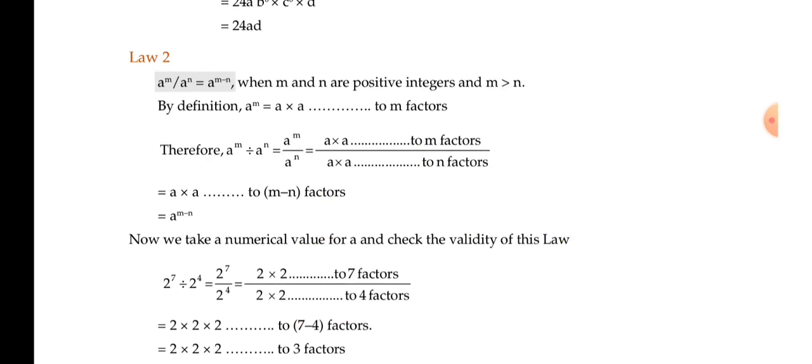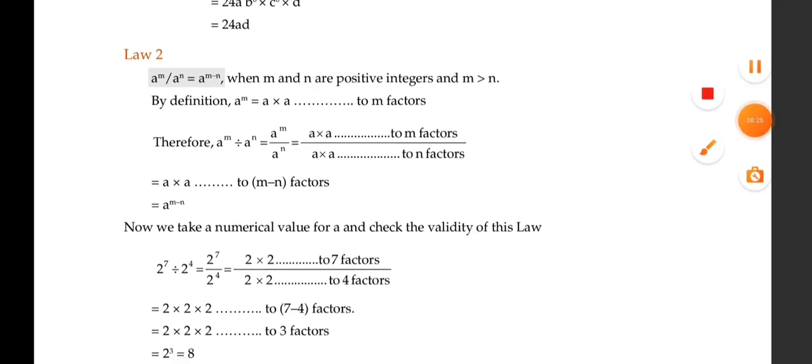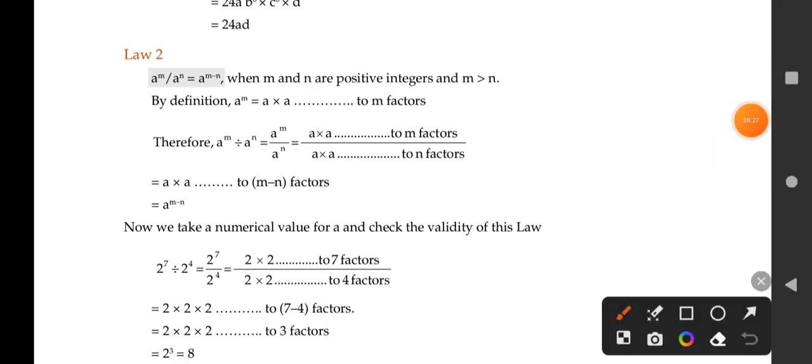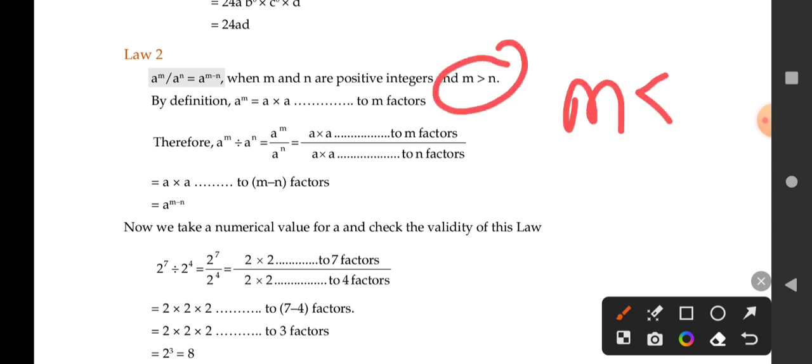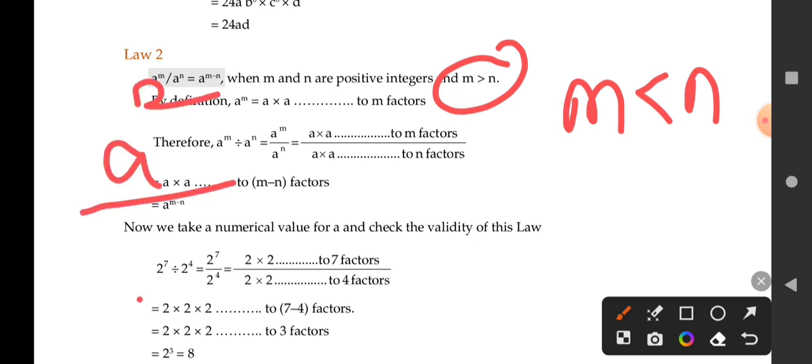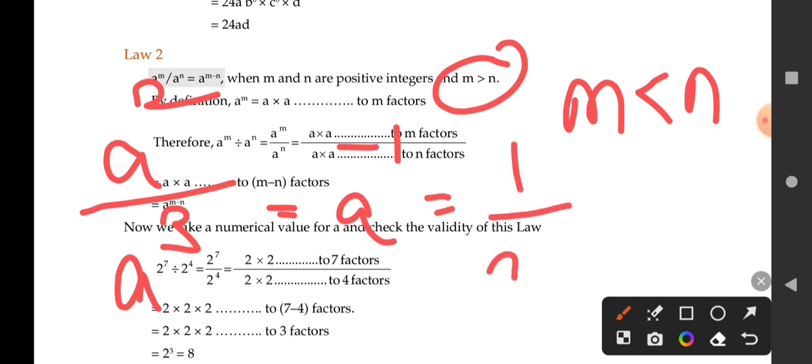What if m and n are positive integers but m is less than n? Let's see. A power 2 divided by a power 3. What do you get? A power 2 minus 3, which is a power minus 1, which is equals to 1 by a. It is still valid.